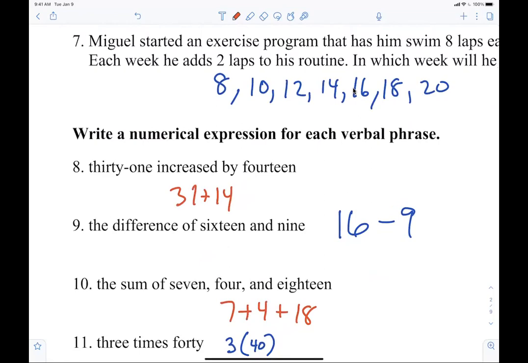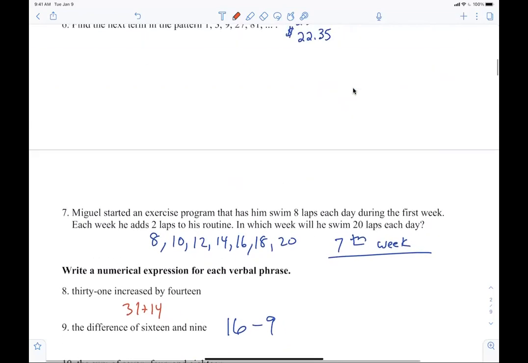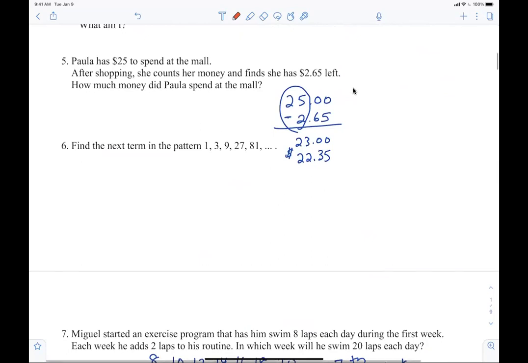Okay. Now we have a few word problems here. So I have 1, 3, 9, 27, 81. Can you tell me what the pattern is here? Kelvin? So it's every one times 3. That's right. 81 times 3. 243. Thank you, Kelvin. All right, I like that.